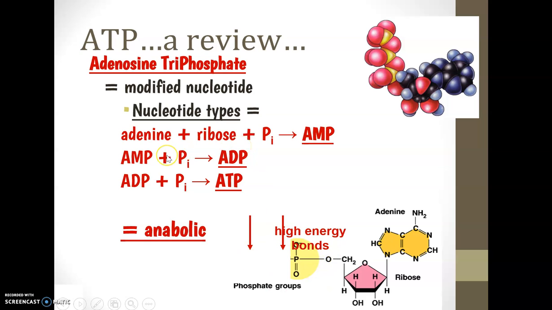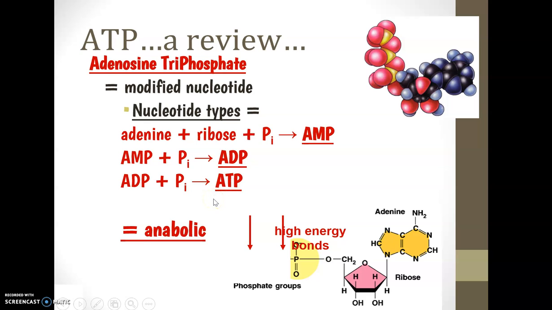So you can have different types of this nucleotide. You can have an adenine with the ribose sugar plus your phosphate. The I just stands for initial. So how many of them do you have? We can have AMP, adenine monophosphate, plus a phosphate gives you ADP, which is adenosine diphosphate. Then adenosine diphosphate plus a phosphate gives you adenosine triphosphate. Oh my gosh, you're adding a phosphate.